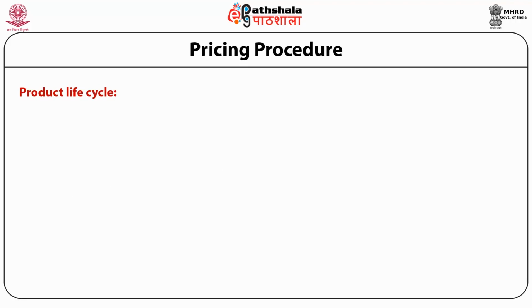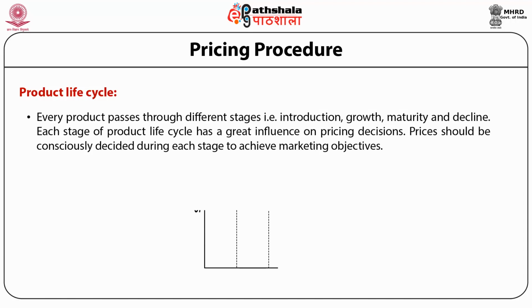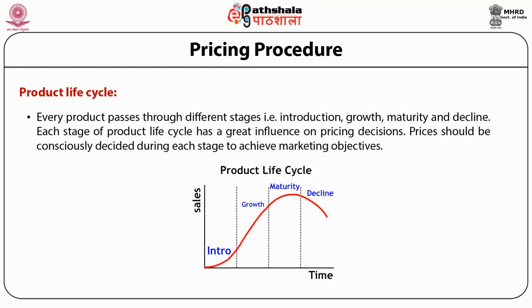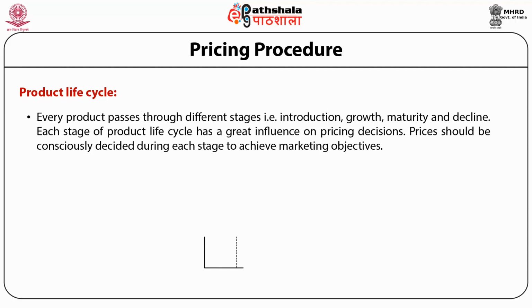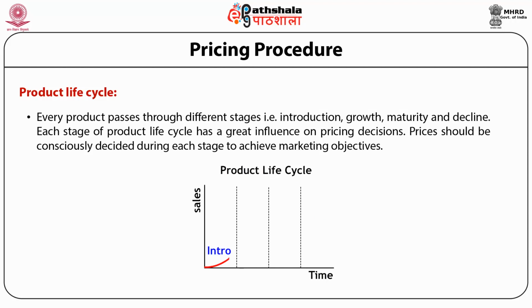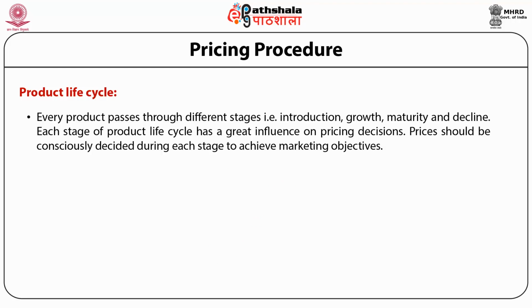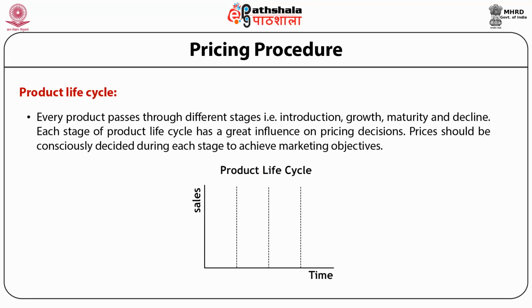Product life cycle. Every product passes through different stages, that is, introduction, growth, maturity, and decline. Each stage of this product life cycle has a great influence on pricing decisions. So prices should be consciously decided during each stage of the product life cycle just to achieve the marketing objectives.